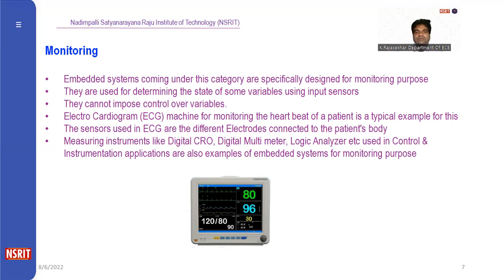Measuring instruments like digital CRO, digital multimeter, and logic analyzers, used in control and instrumentation applications, are examples of embedded systems for monitoring. The only thing in monitoring is that you can see the state of the data. They can't control the data.